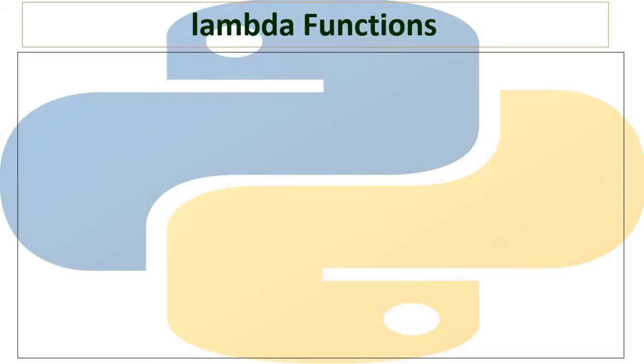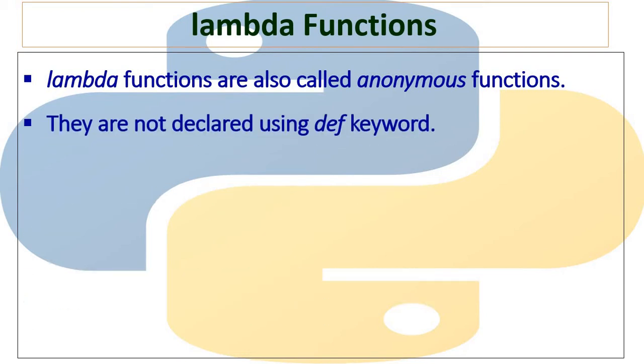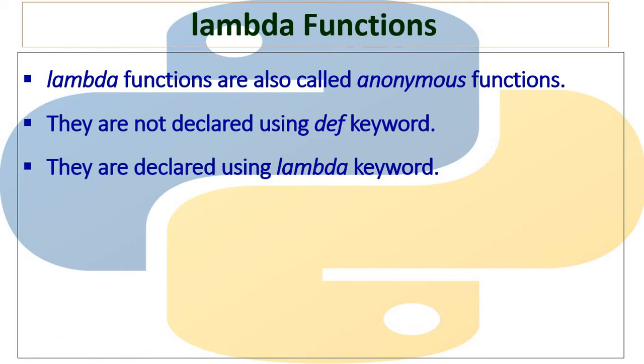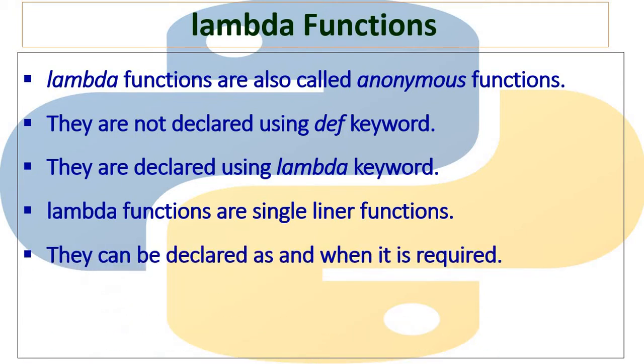Lambda functions, or anonymous functions, are so called because they are not declared like other functions using the def keyword. Rather, they are created using the lambda keyword. Lambda functions are throwaway functions, that is, they can be declared as and when they are required in a program. They are single liner functions. The lambda feature was added to Python due to demand from Lisp programmers.